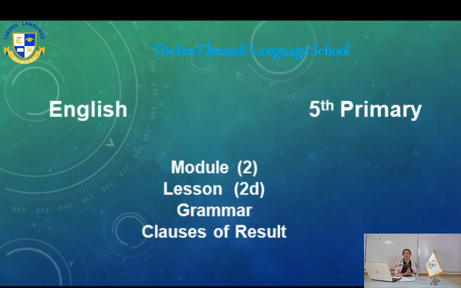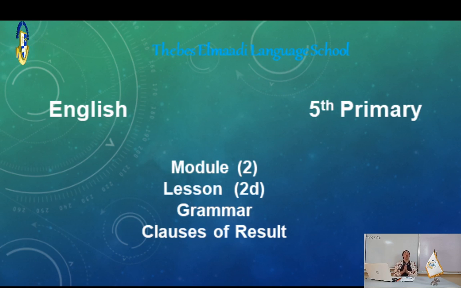Today we are going to have clauses of result, the grammar lesson for 5th primary, lesson 2D. Now before we start, I want to tell you that when we want to indicate the result of an action or a situation, we can use a clause of result. Clauses of result are introduced by so that or such, a or an, that.